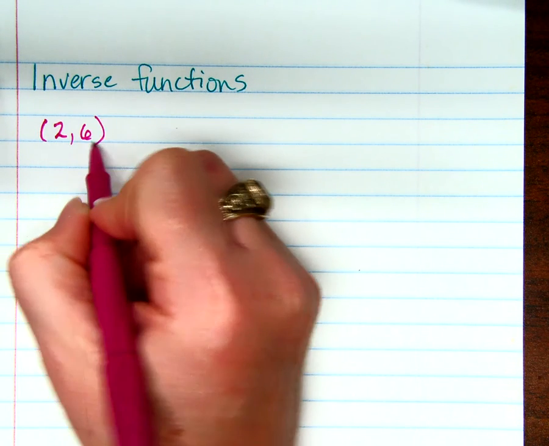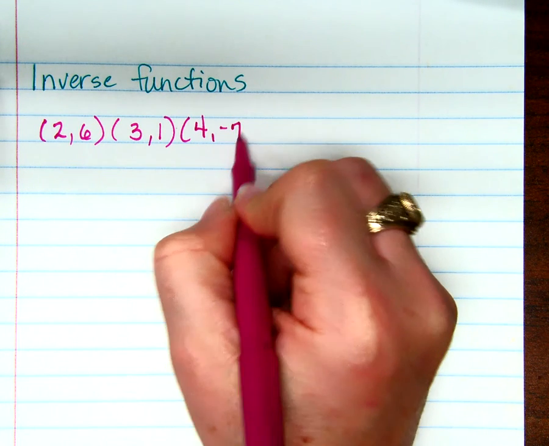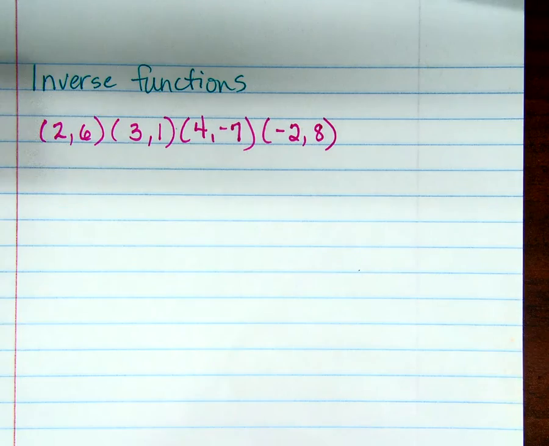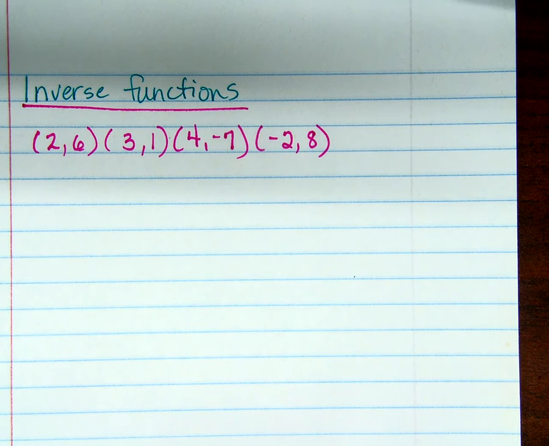2, 6, 3, 1, 4, negative 7, and negative 2, 8. So that's a set of ordered pairs, right? Let's see if you remember some Algebra 1. Is that a function or not? It is a function. How do you know that?